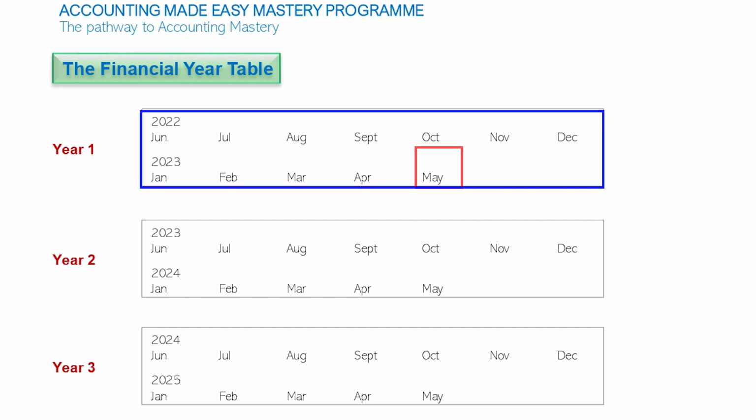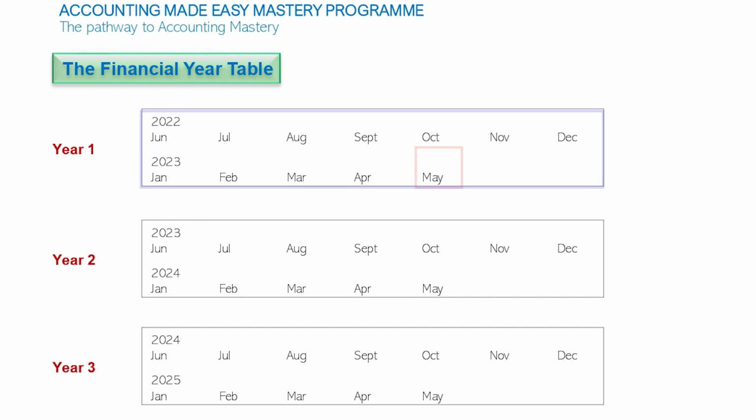And then after the year ends in May 2023, June 2023 becomes your new financial period. So that's why when we started with this explanation, I said May 2023 is the end of the financial period, and it's where we are going to put balance carried down. While June 2023 will be the beginning of the financial period, and this is where you are going to put balance brought down.